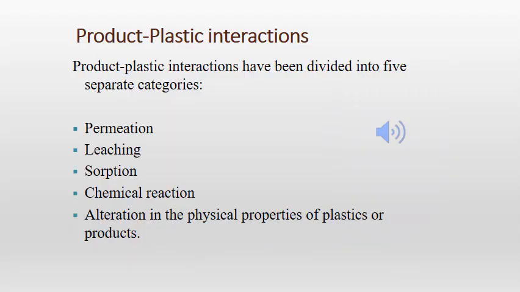The plastics could interact with the products in 5 different ways: by absorption, leaching, permeation, chemical reaction, and alteration in the physical properties of plastics or products. Leaching is transfer of chemicals from plastic to the formulation.